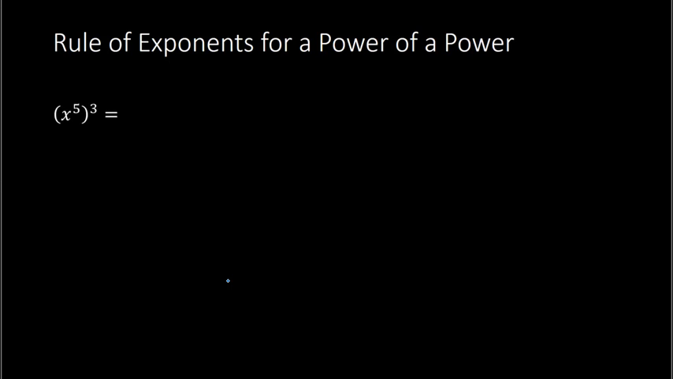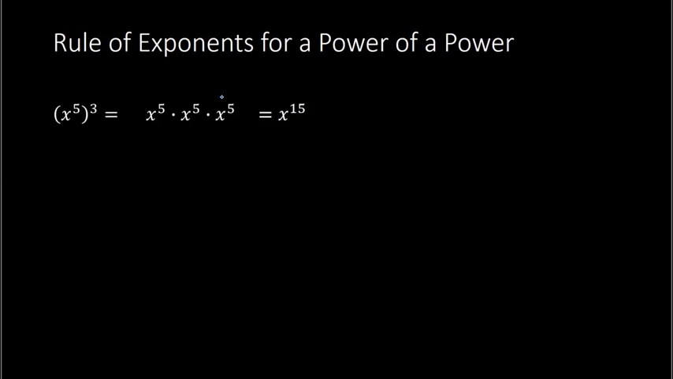So what that would look like is something like this, where we have x to the fifth power, and then we raise that to the third power. So we have a power to a power. The fifth power is raised to the third power. So how this works is we would have 3 of these x to the fifth powers. So that can be written as x to the fifth times x to the fifth times x to the fifth. Well, with multiplication, we know that we add the exponents 5 plus 5 plus 5 to get 15.